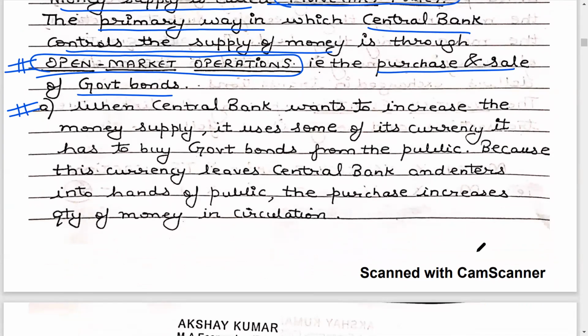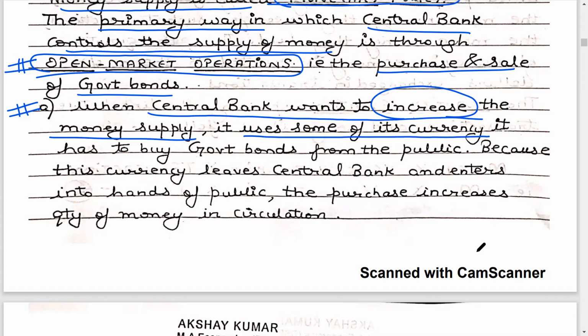So let's look at open market purchase. When the central bank wants to increase the money supply, it uses some of its currency to buy government bonds from the public. Now, when the central bank buys government bonds, it prints an equivalent amount of money and gives it to the public via the commercial banks. So central banks are going to buy these government bonds from the commercial banks. Remember, the central bank does not deal directly with the public. Commercial banks deal directly with the public, and central banks deal with the commercial banks.